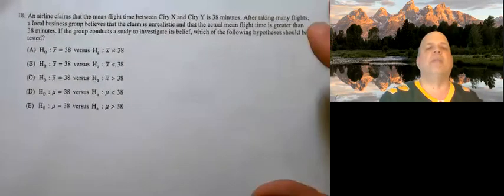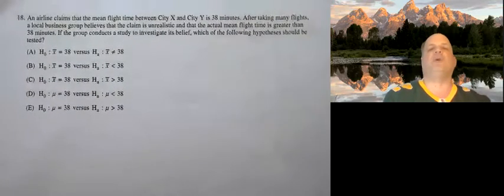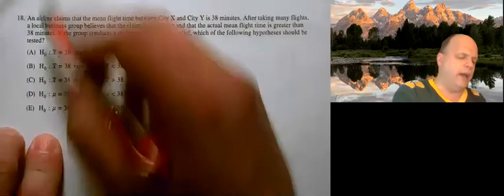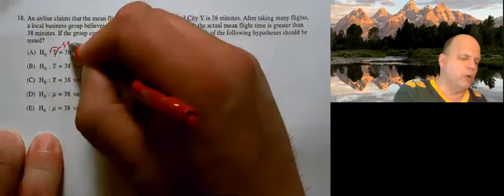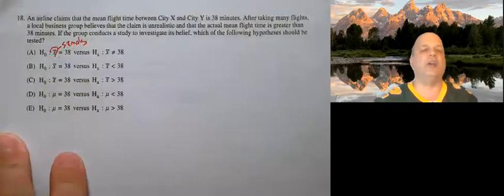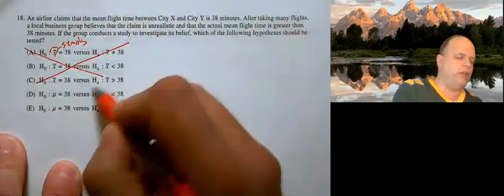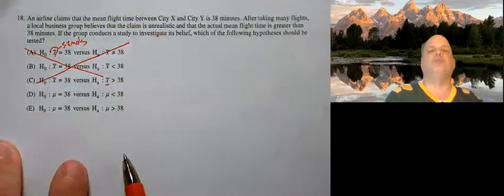Number 18, an airline claims that the mean flight time between city X and city Y is 38 minutes. After taking many flights, a local business believes that claim unrealistic and the actual mean time is greater than 30 minutes. If a group conducts a study to investigate the belief, which of the following hypotheses should be tested? Before I go very far, I noticed that they used X bar. X bar is for samples. We never write our null and alternative with samples. That gets rid of A through C. Just because they used X bar, we have to use mu.